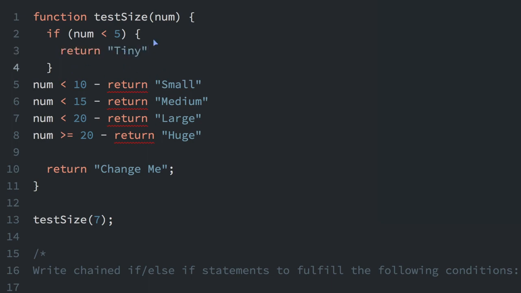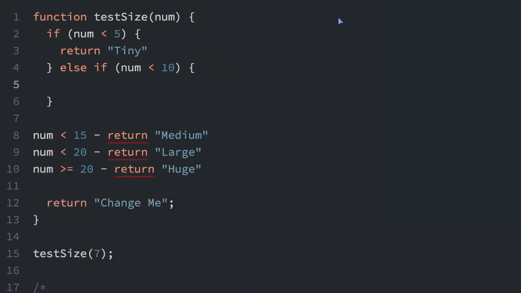Now we're going to use an else if statement. And I got the curly braces. First of all, I also need to put the condition in these parentheses. I'm just going to cut this. Number is less than 10, put it right here, and we're going to return this small. So I'll put that in the curly braces here.